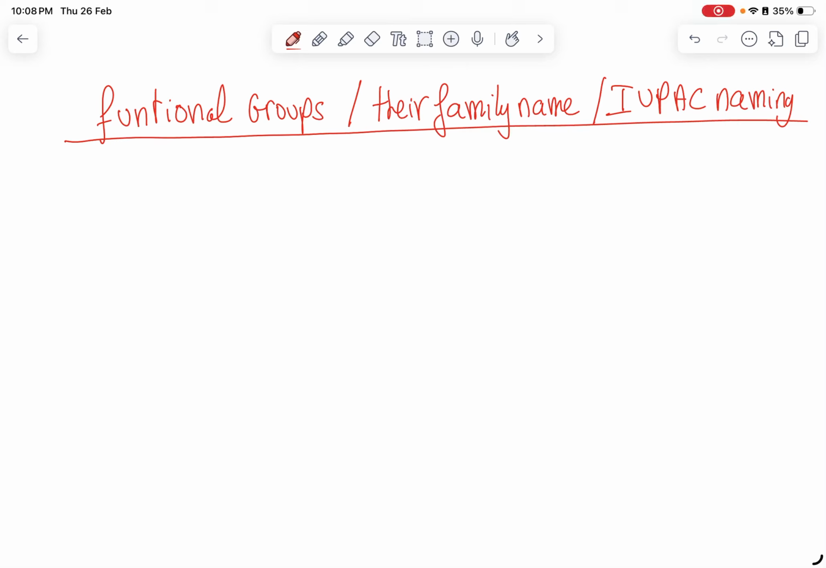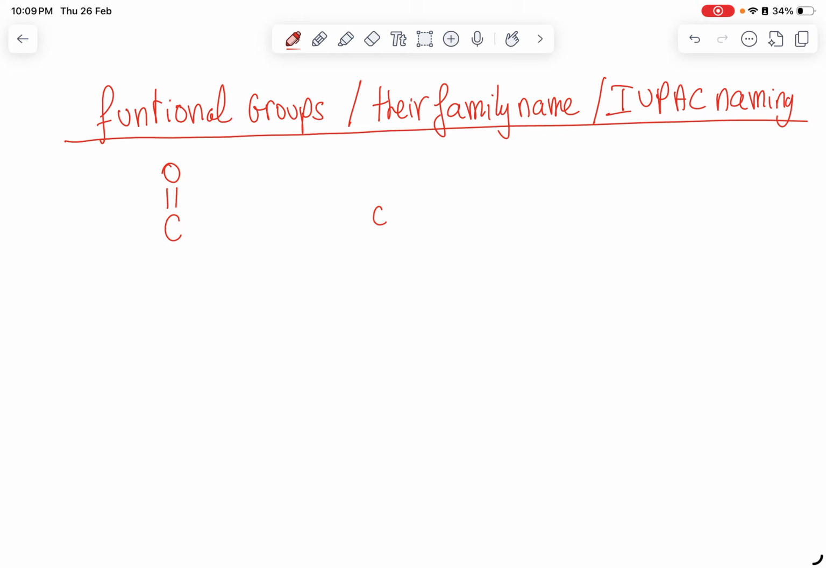In this tutorial, I am going to give you some hints to help you memorize the names of the functional groups, the family name of the group, and how to use the IUPAC rules to name that compound, or how to give the IUPAC name. So keep in mind that all the functional groups either have a carbonyl or don't have a carbonyl.